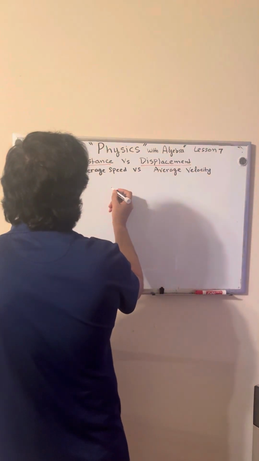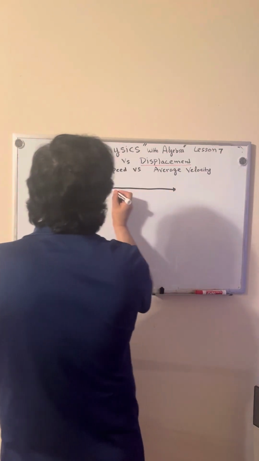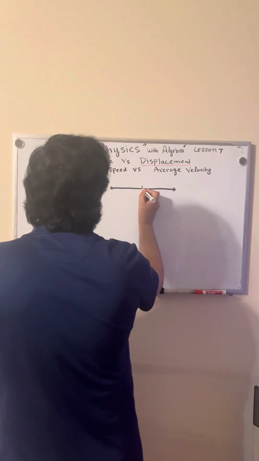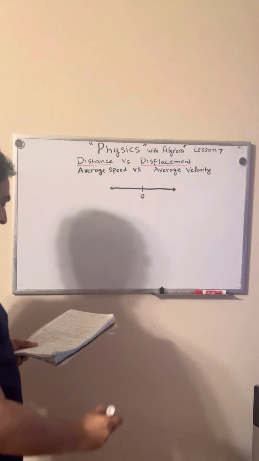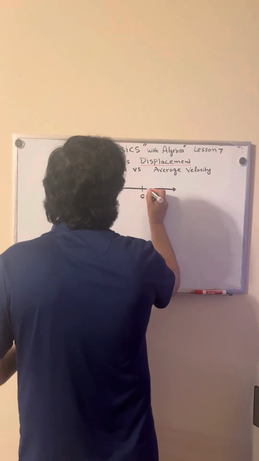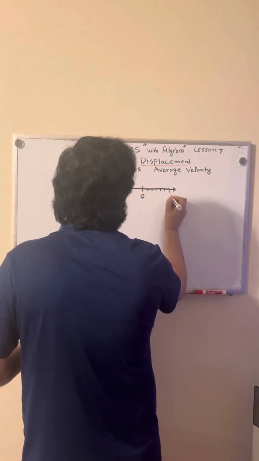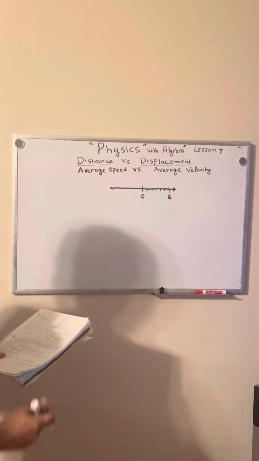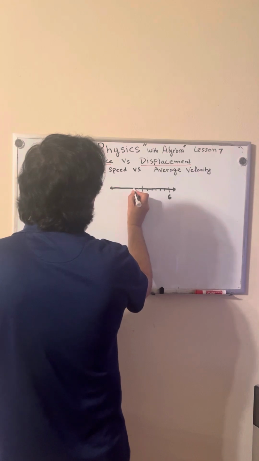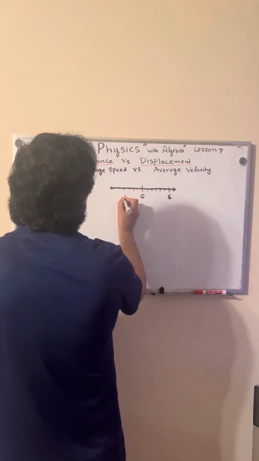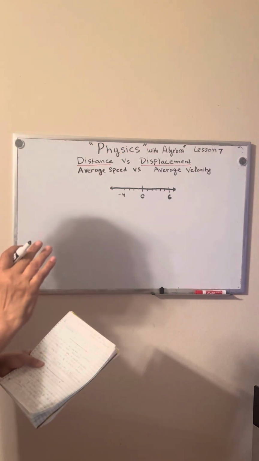Let me draw. We're talking about one-dimensional motion, okay? So this is going to be one-dimensional motion. In between is my origin or 0, okay? And then I go 1, 2, 3, 4, 5, let's say go up to 6. All right. And then on the negative side, I go negative 1, negative 2, negative 3, negative 4. I go up right here. All right. This is one-dimensional motion.